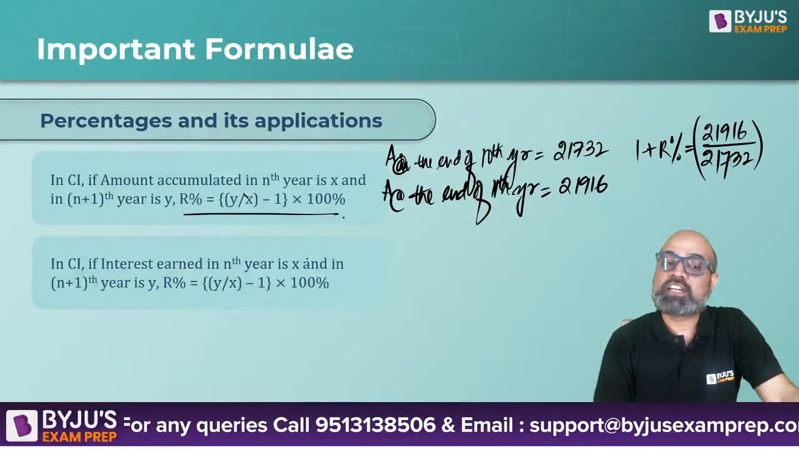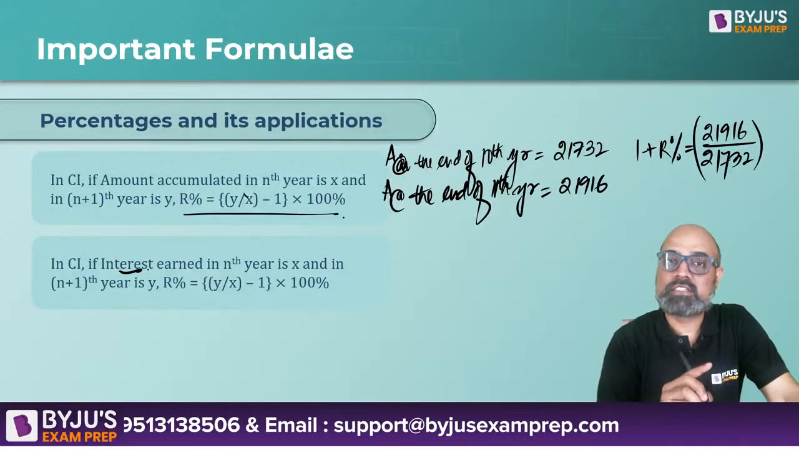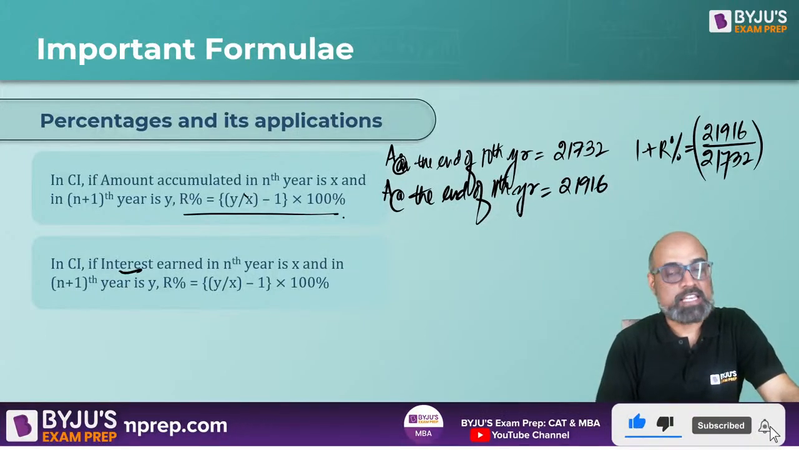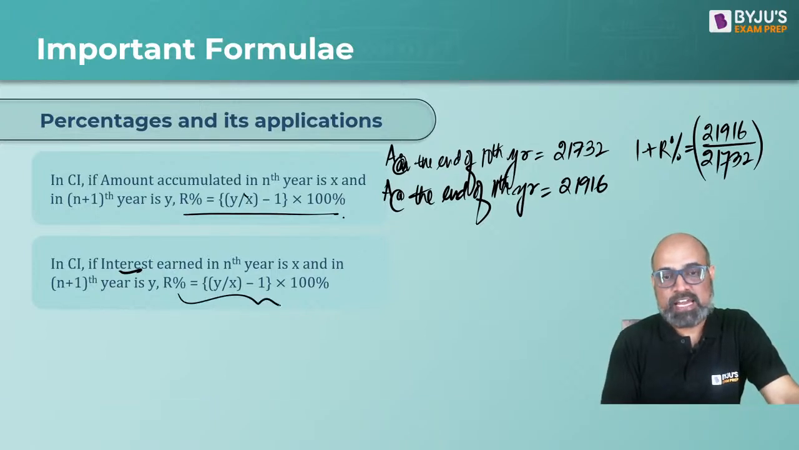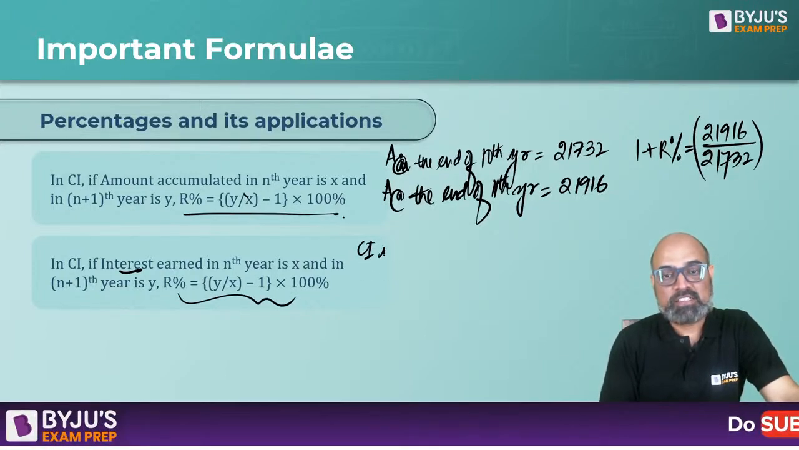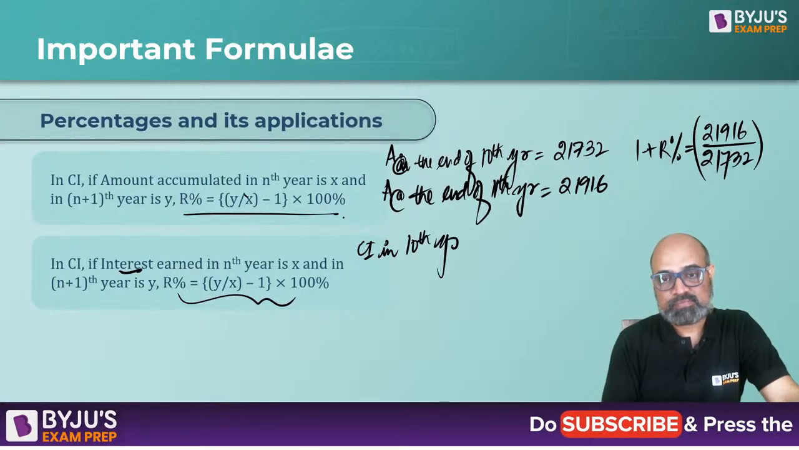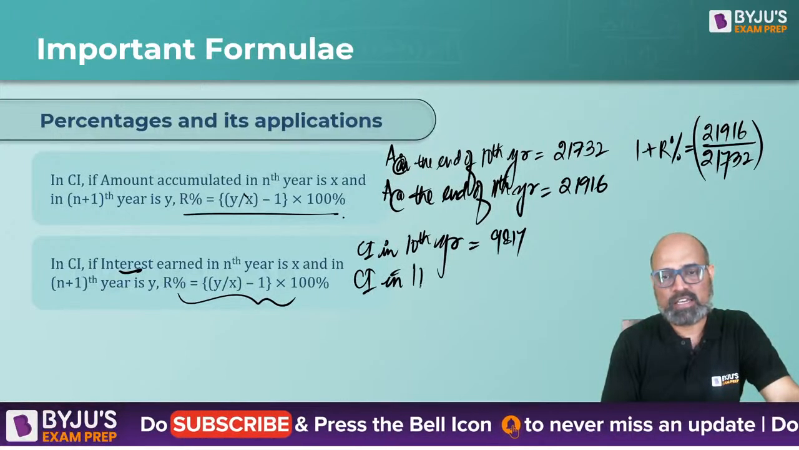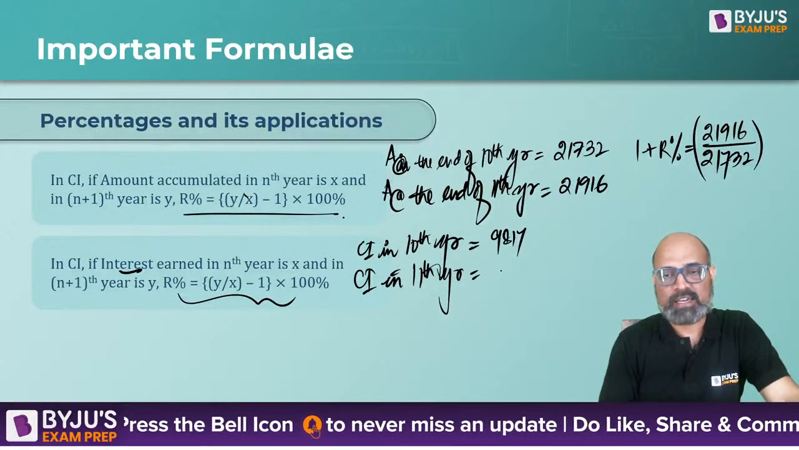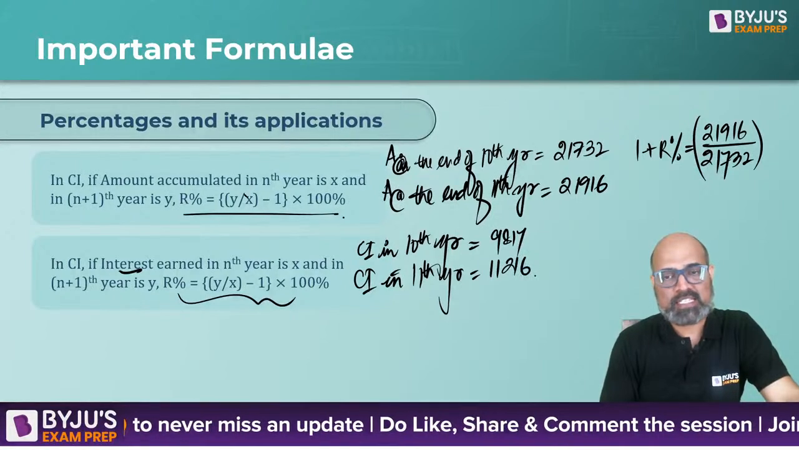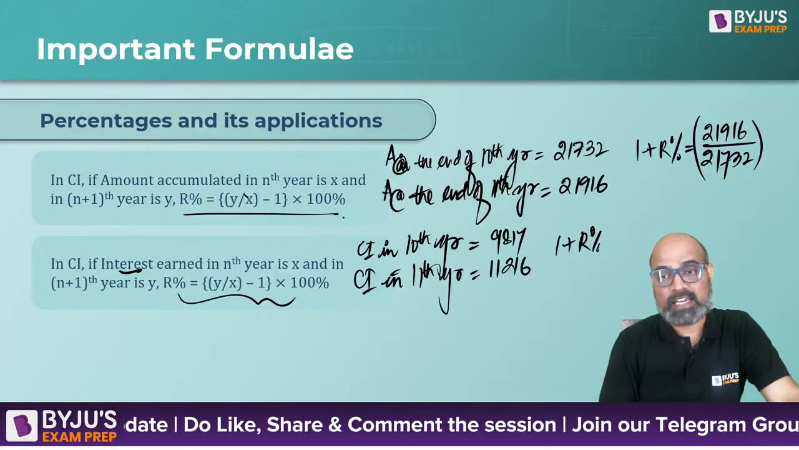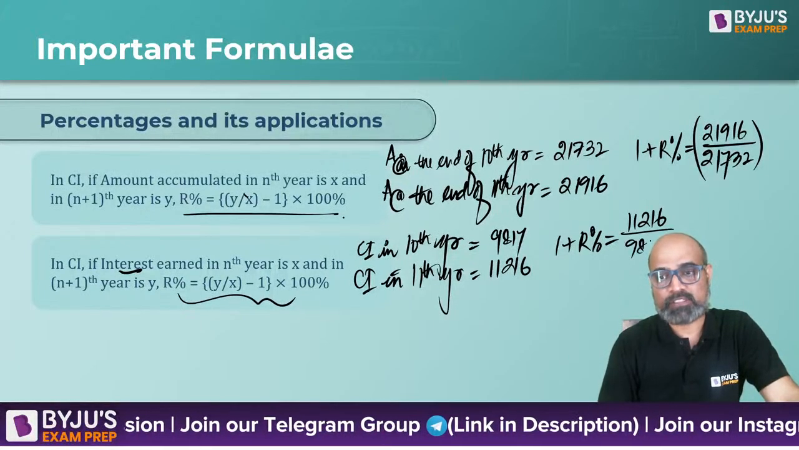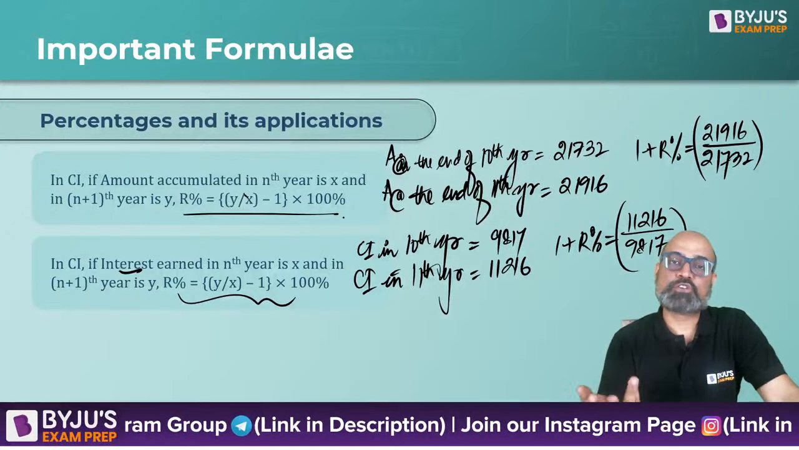Now, instead of amount, if this happens to be the interest earned, then you are going to use the same formula, the same method. Suppose it's given that compound interest earned in the 10th year is 9,817 and compound interest earned in the 11th year is, let's say, 11,216. So the rate of interest can again be calculated by taking the next year divided by the previous year, and this will give you the rate of interest from there.